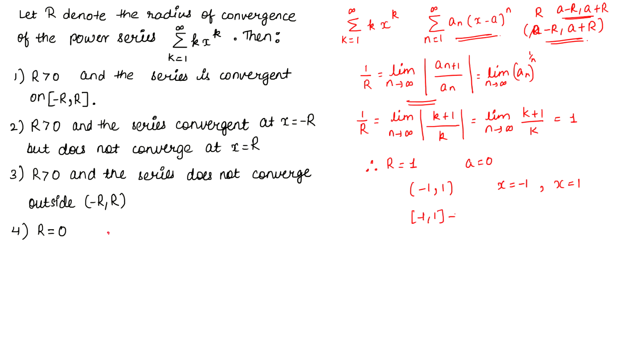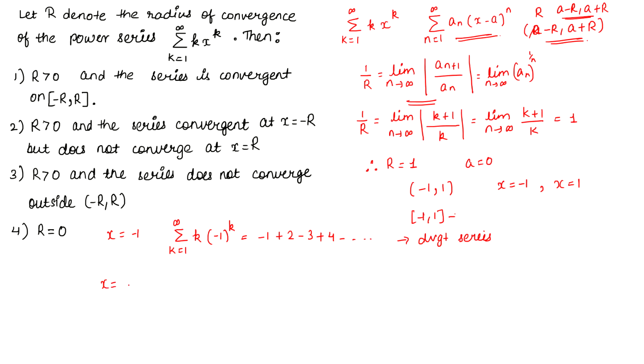So now let us check at x equals minus 1. If x is equal to minus 1, then the series is sigma k equals 1 to infinity k times minus 1 raised to k. So this series is of the form minus 1 plus 2 minus 3 plus 4 minus and so on, and we know that this is a divergent series. So when x is equal to minus 1, the series is not convergent.